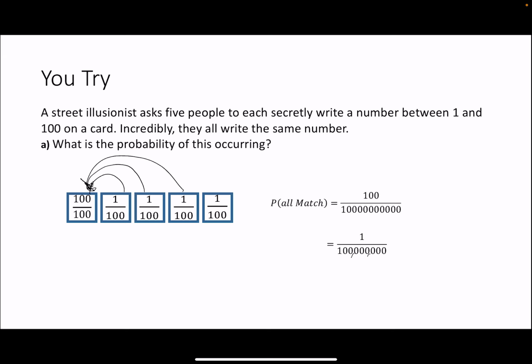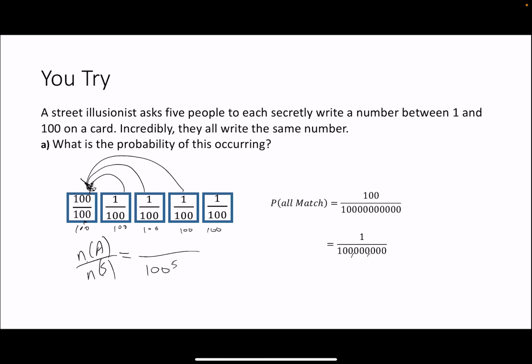Now, how would you do this? Another challenge for you to try is, how do you do this if you wanted to do the theoretical probability, NA over NS? Well, obviously, NS is 100 to the power of 5, because this person can choose 100 numbers, this person can choose 100 numbers independently. They all can choose 100 numbers.